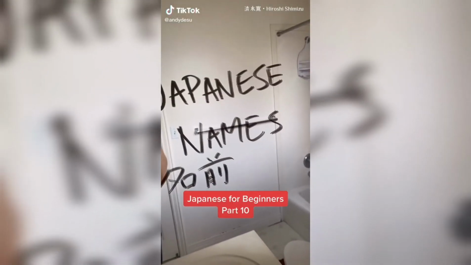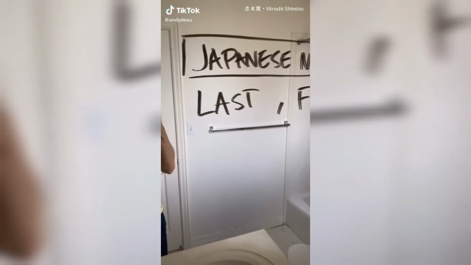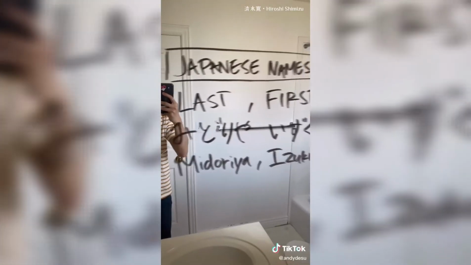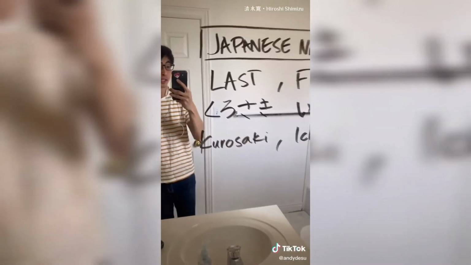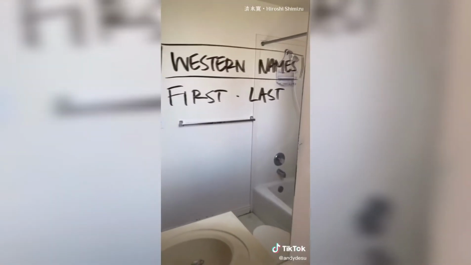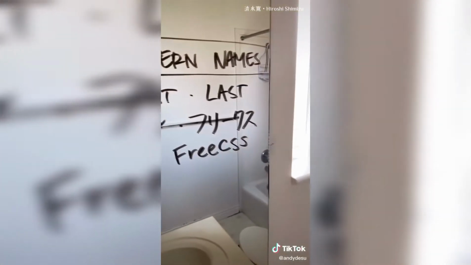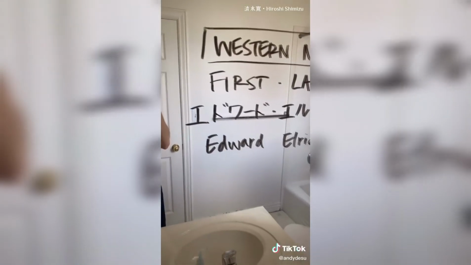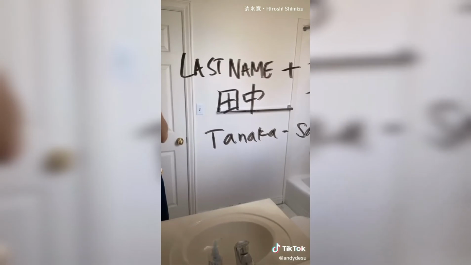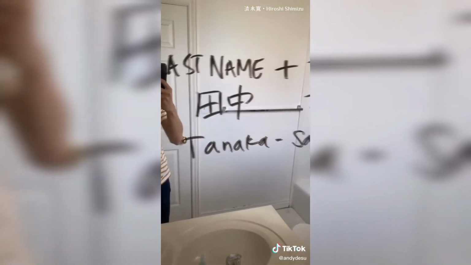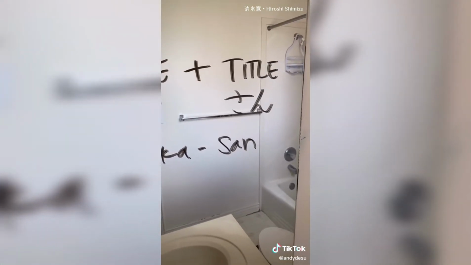Let's learn about names in Japanese. In Japanese, we usually say the last name, then the first name. Here are some examples of anime names. Uzumaki, Naruto, Midoriya, Izuku, and Kurosaki, Ichigo. Western names are generally referred to by their first name, then their last name. For example, Eren Yeager, Gon Freecss, and Edward Elric. In Japanese, it's common to refer to someone by their last name plus a title. For example, Tanaka-san. We'll talk more about titles in the next video.